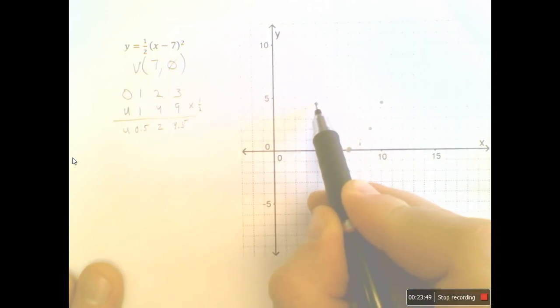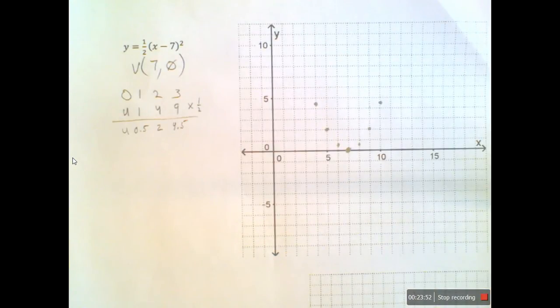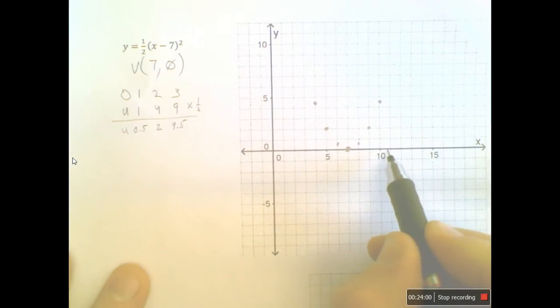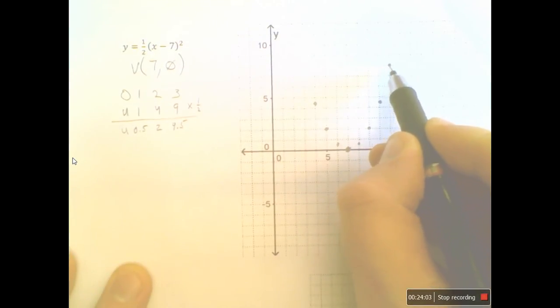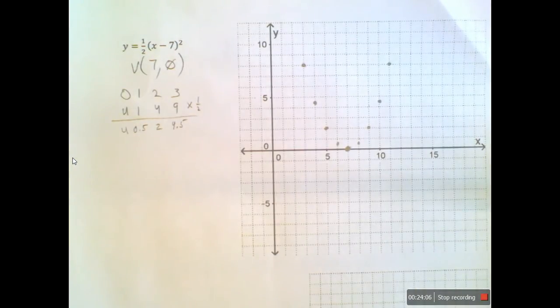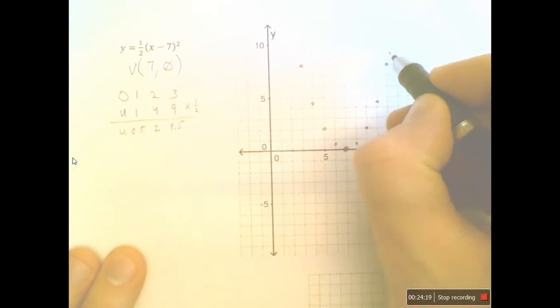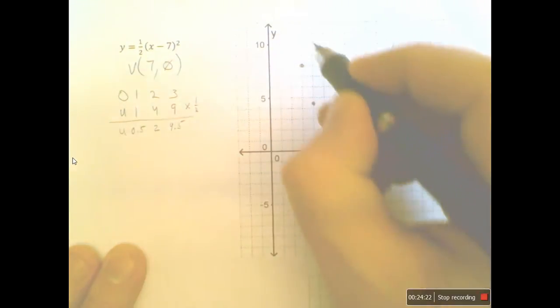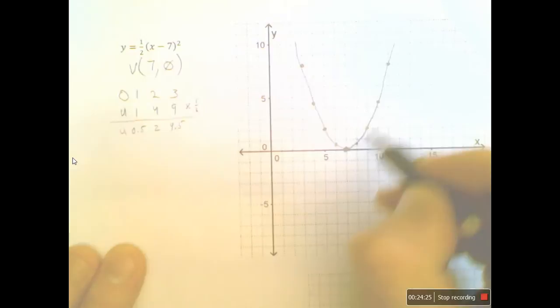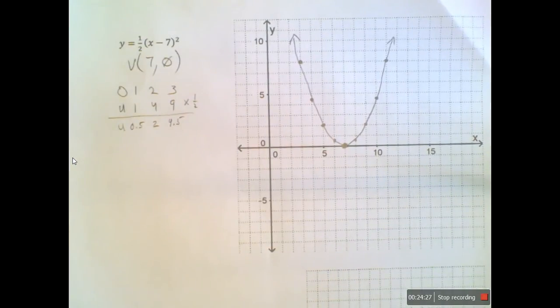What would be my next set of points? If I went over 4, what would the parent function go up? 16. So cut that in half, and we go up to 8. That's not something you have to do. If you fit 7 points on there, that's good enough. But if you can put yourself through that thinking process, you got this, right? If you can just figure out those points as you go, then you understand graphing parabolas. And done.